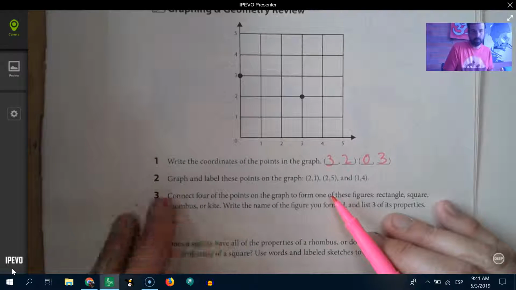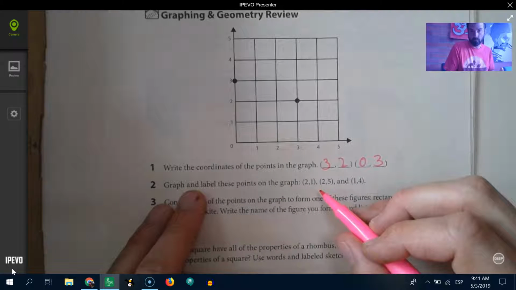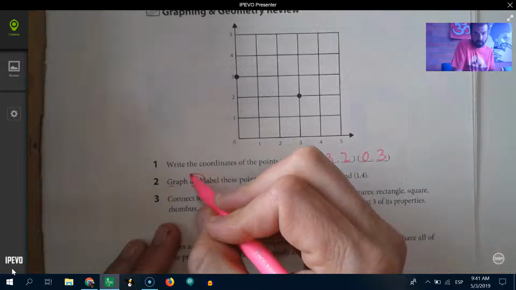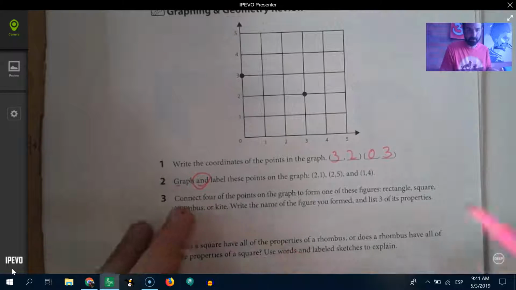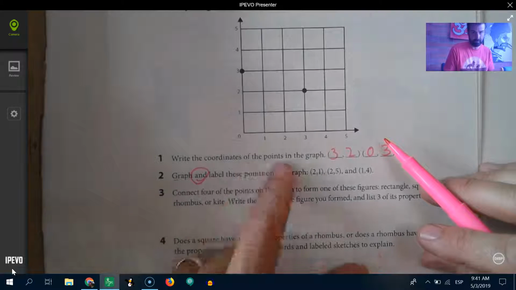All right, graph and label these points on the graph. So what are the instructions? One says graph, and then I see this word "and." So that means I have to do 2 things. I have to graph and label. I can't just graph it, I can't just label, I have to graph and label. So I need to know what label means too.